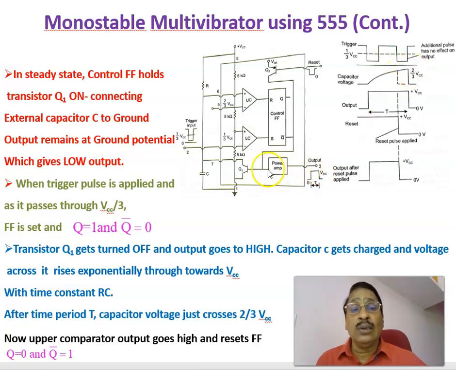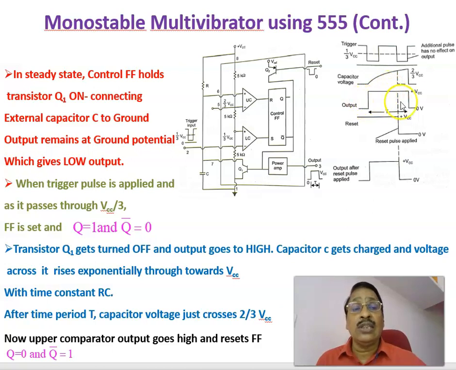As Q bar becomes high, the transistor is getting turned on, and the capacitor, which is already charged to 2/3 VCC, will discharge suddenly through the transistor, and the output voltage changes to 0 volts. Again, that is coming to the stable state. Therefore, this is the stable state, and this is the quasi-stable state.